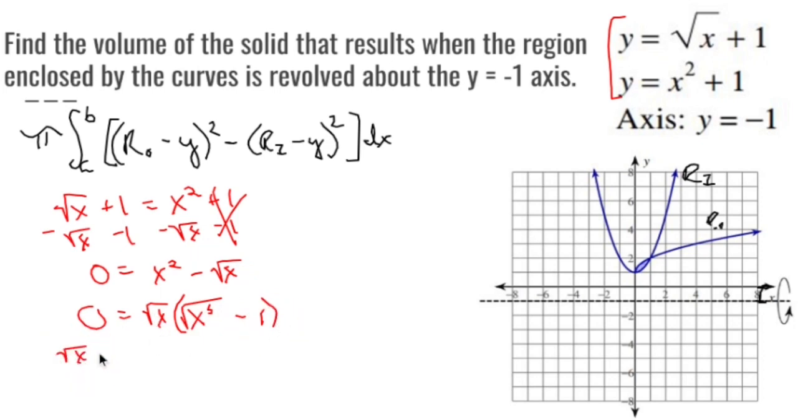Root x is equal to 0. So this factor equals 0. Square both sides. x is still equal to 0. So that gives me my lower limit, which is kind of obvious. My upper limit should be 1, but just to be on the safe side: square root of x cubed minus 1 equals 0. Add 1. Square root of x cubed equals 1. Square and cube root both sides. x is equal to 1.